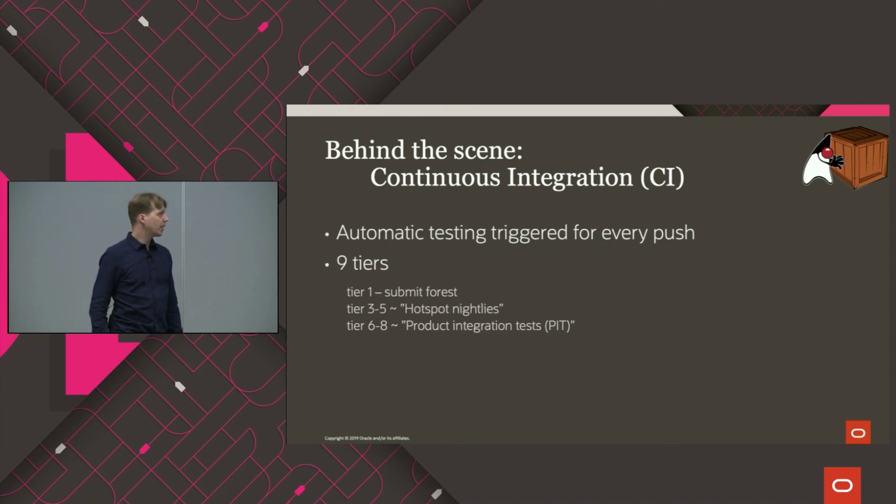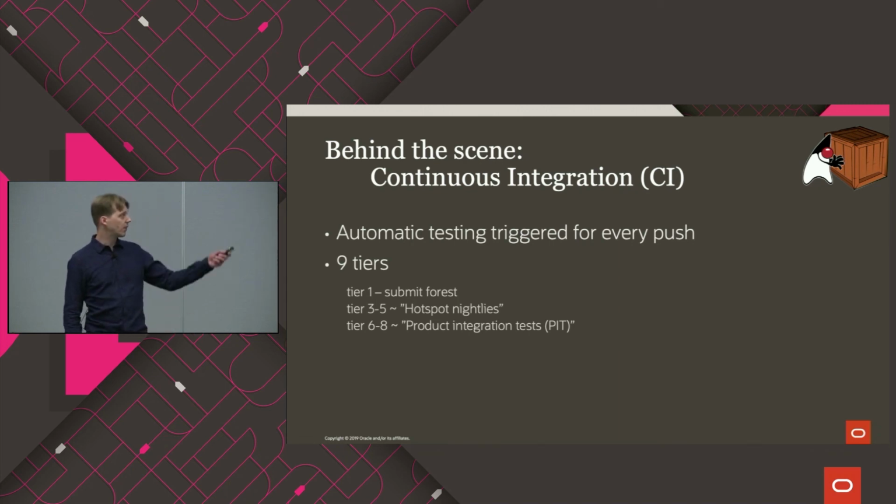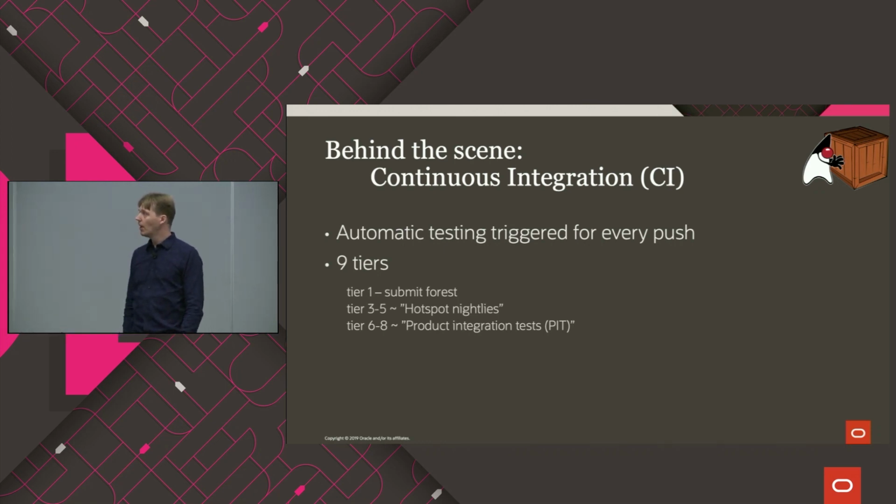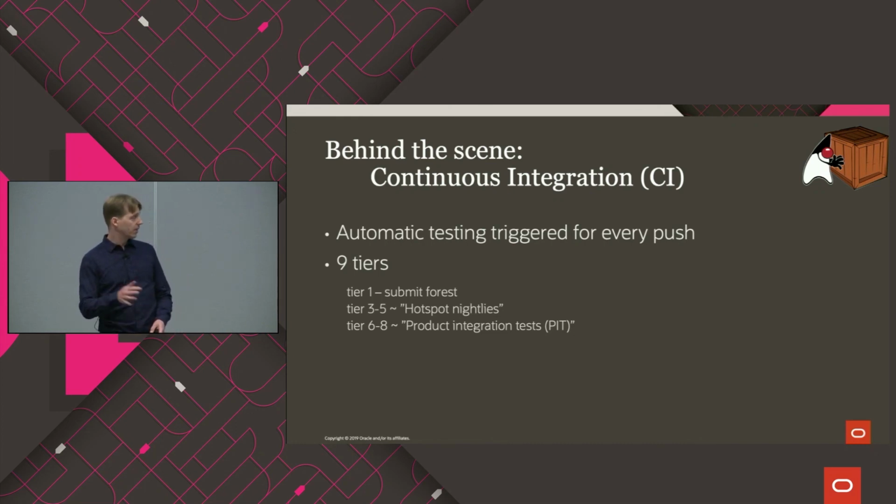If you have been around for a while and seen old mails in this area, you might recognize the terms hotspot nightlies and product integration tests. These are now run as part of the CI pipeline, so we don't run any specific standalone tests for these things. So tiers 3 to 5 correspond basically to the hotspot nightlies, and tiers 6 to 8 correspond to what we used to run as the product integration tests. There has been some shuffling around there, but basically, mainly that's it.